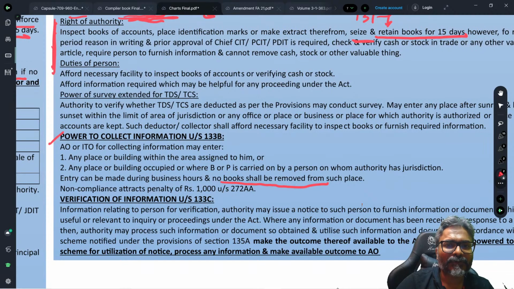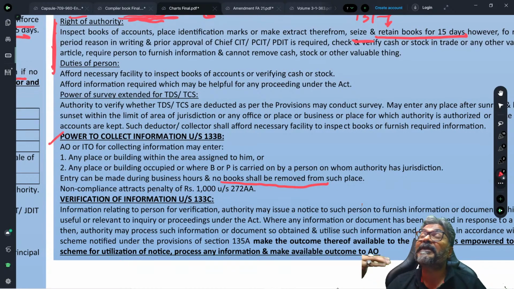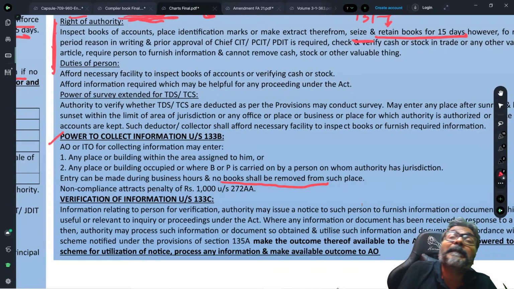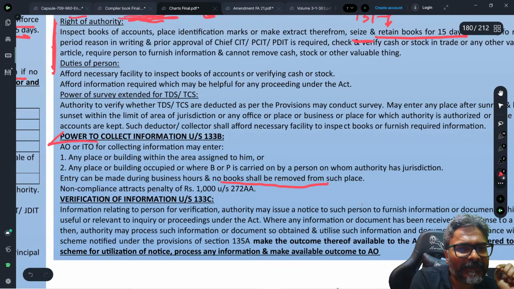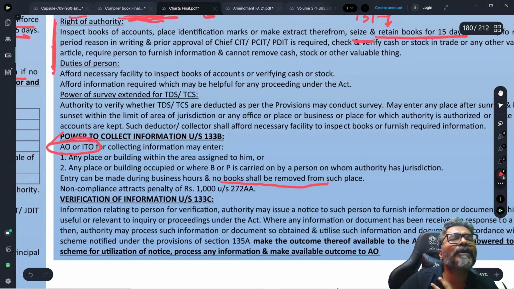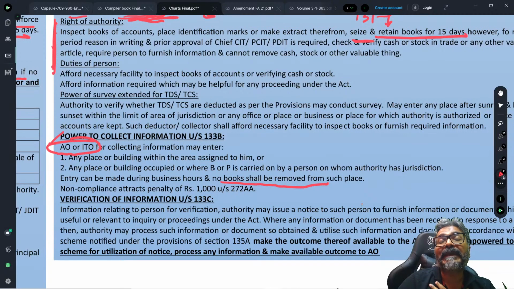Students, why is it that the AO will even think of exercising the power under 133B when he is visiting the place of business but cannot impound the books? Then why will he prefer 133B? There is one major reason, students. Do you know what the reason is? Here the AO does not have to take the approval to do the survey.